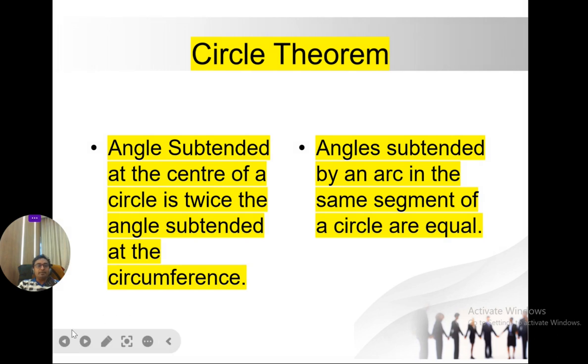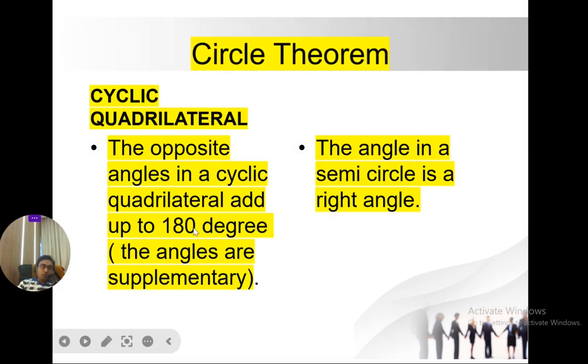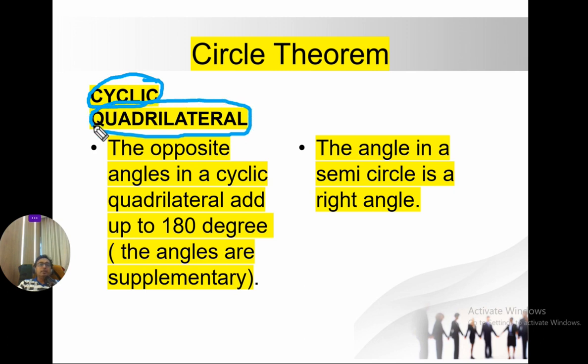Then we are going to the next part, cyclic quadrilateral. So what are the two terms there? One is cyclic, another one is quadrilateral. Quadrilateral you all know, means any figure having four sides, any area surrounded by four sides. It may be a square, a rectangle, a rhombus, a parallelogram, a trapezium, anything.